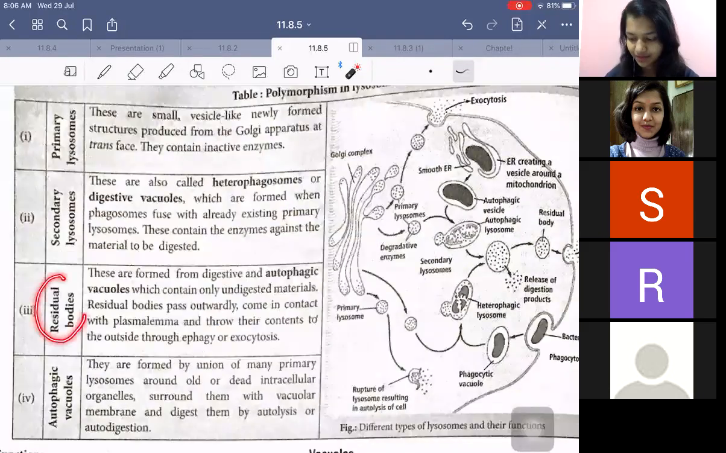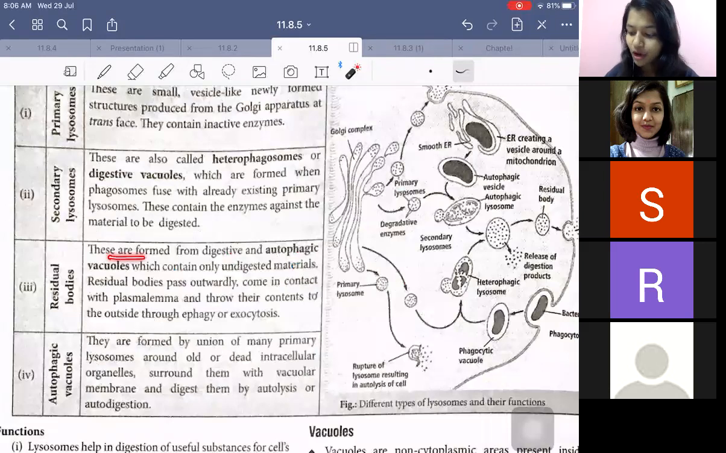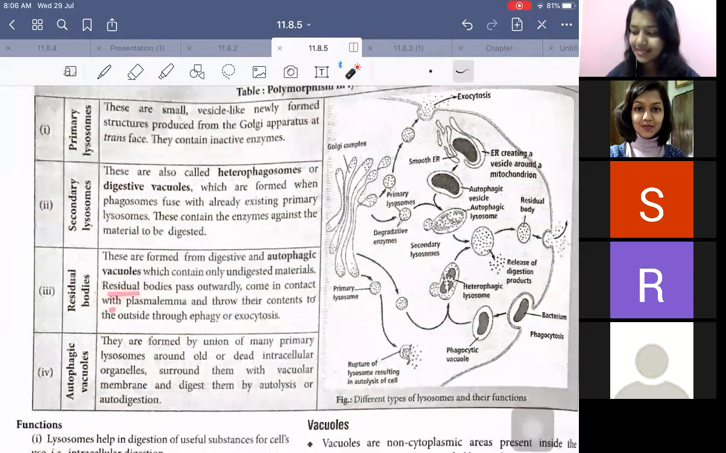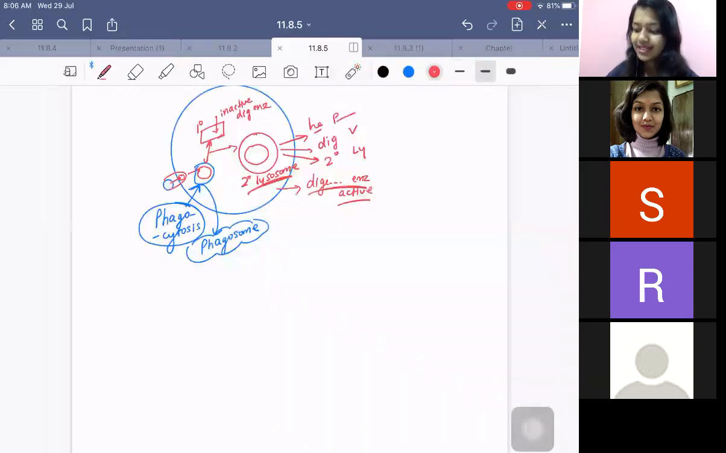Now come to the third form of lysosome: the residual body. What is this? They are formed from digestive and autophagic vacuoles, which contain only undigested materials. Now see, it has done the work. Some food particles will surely be undigested. Some it can digest, some it will not be able to digest.